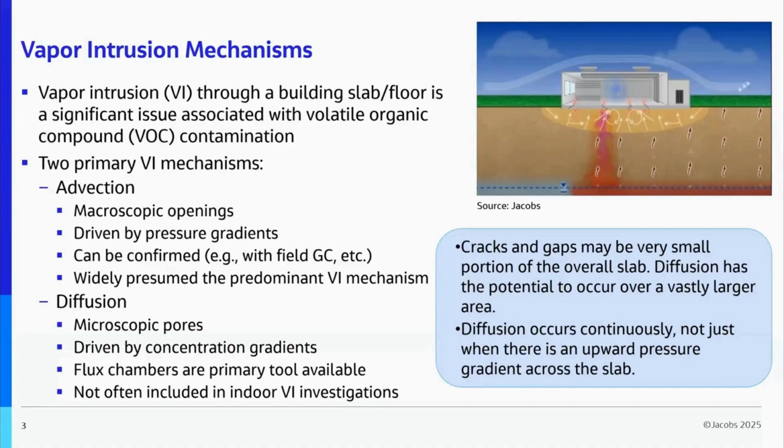But there is another pathway, which is diffusion through the microscopic pores of the slab. That, as Andrew alluded to as well, is driven by concentration gradient, not pressure. So even though it may not be as rapid as advection through a crack, it does happen over the full bulk of a large slab, and it also happens potentially 24/7 and 365 days a year, because the concentration gradient usually doesn't stop like a pressure gradient might.